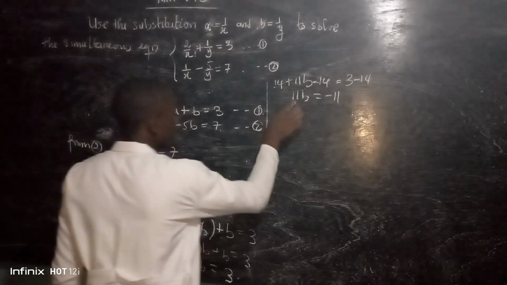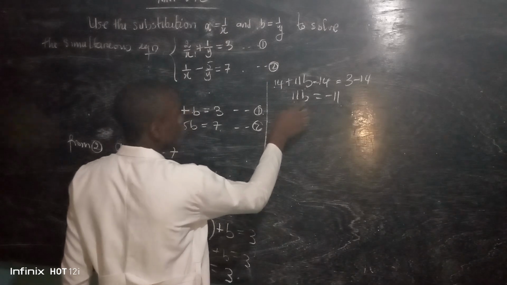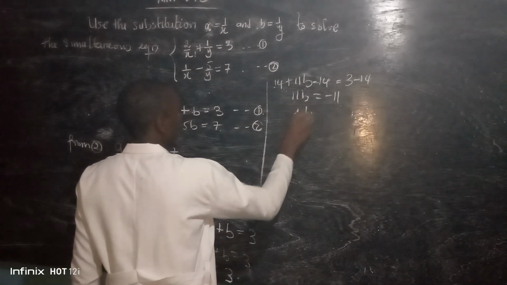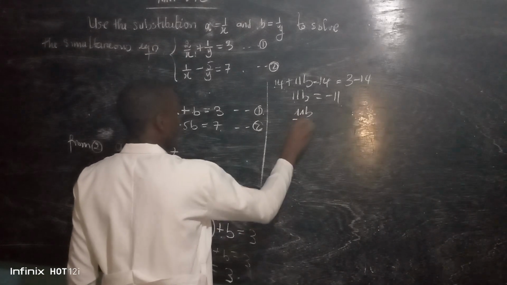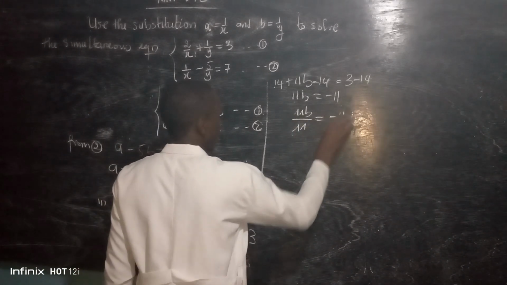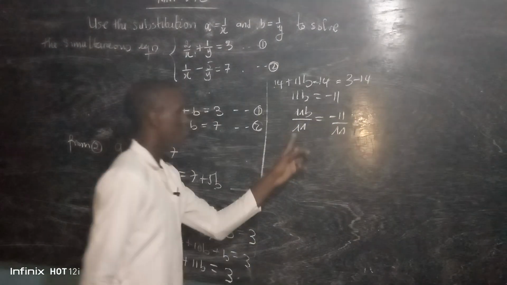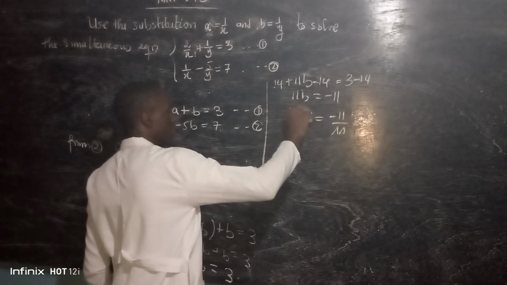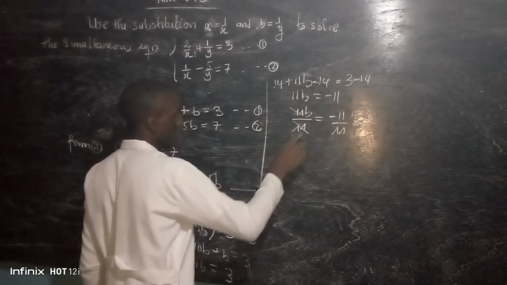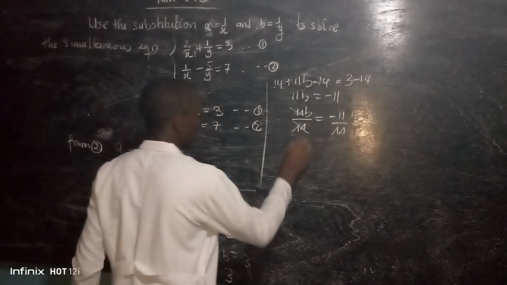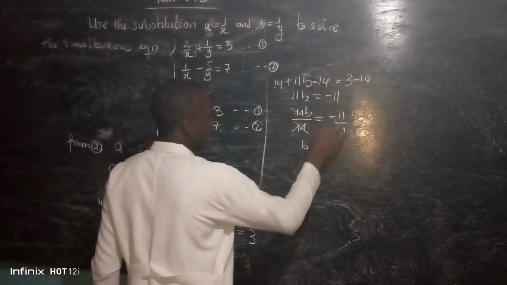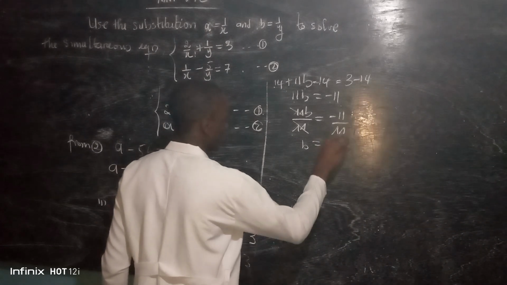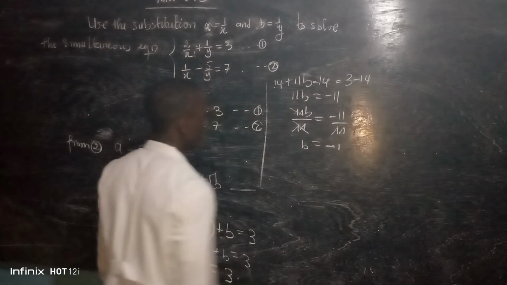So from here, since 11 is attached to b, I want to make b the subject. I divide both sides by 11 according to division of equality. Dividing both sides by 11 leaves the equality unchanged, right? So 11 on 11 is 1, leaving out b. Negative divided by positive is negative. 11 on 11 is 1. So b is minus 1.